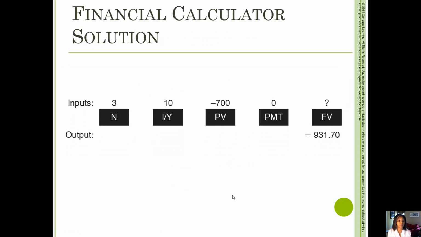In the financial calculator, we're going to put in N as the number of periods, so that's 3. The interest rate is 10. We're going to put in a whole number in the financial calculator. The present value is actually negative 700 because if I'm going to invest this, I'm going to take money out of my pocket and give it to my banker, so that's a cash outflow to me. So cash outflows are negative, inflows are positive. There are no payments over the course of those 3 years, so if I hit compute future value, I get a future value of $931.70.